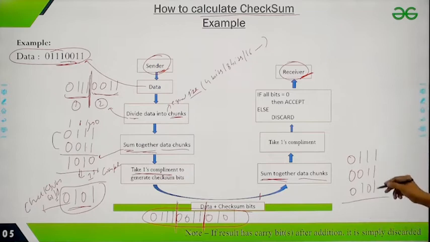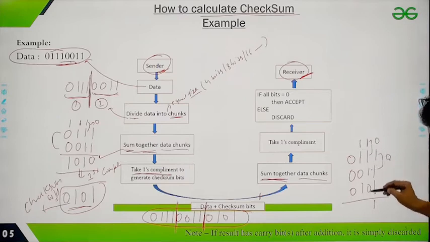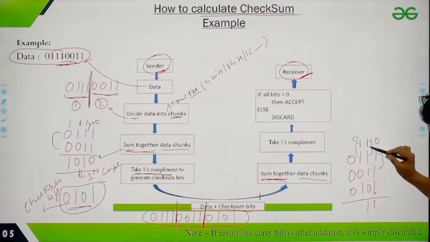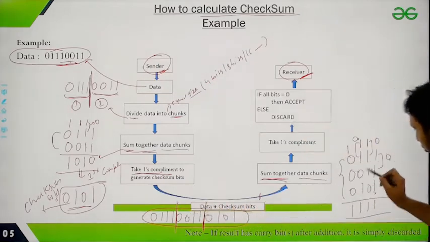We know how to sum binary numbers. Let me show you. 1 plus 1 will be 0, and there will be one carry. Now add this 0 with this one, 0 plus 1 is 1. Now do the same here: 1 plus 1 is 0, 1 is carry. Now 0 plus 1 is 1. Then 1 plus 1 is 0, and 1 is carry. 0 plus 1 is 1, and 1 plus 0 is 1. So this is what we get. This is the sum of all the three chunks.